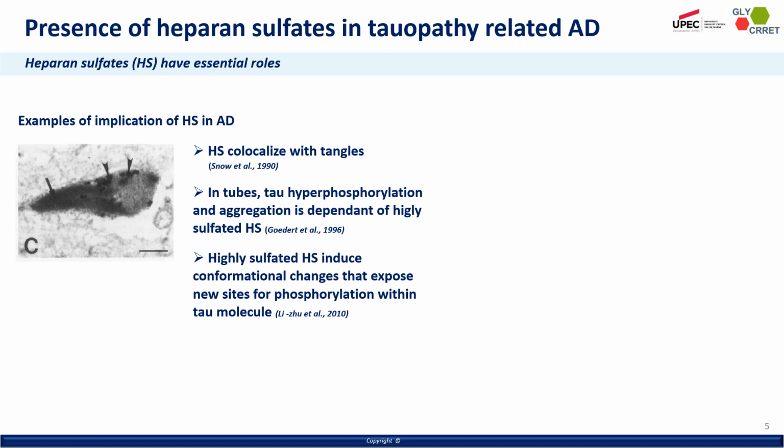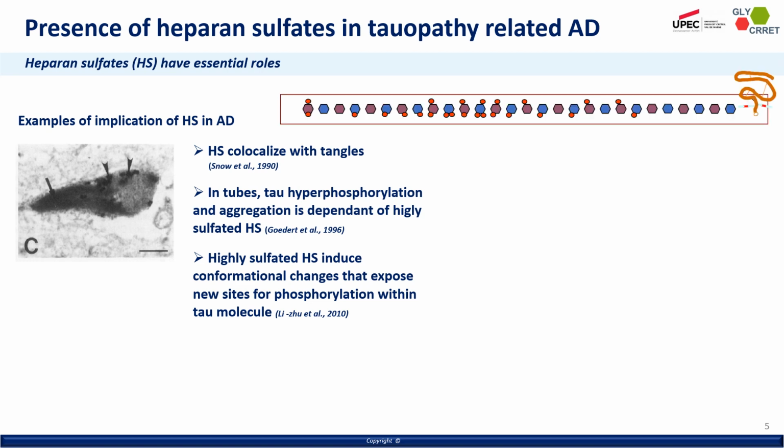So besides co-localizing with tangles, it is also known that tau protein hyperphosphorylation and aggregation are dependent on heparan sulfate. Heparan sulfate can induce conformational changes in the tau protein to expose new phosphorylation sites, and these are all examples to show the importance of heparan sulfate and its presence in tauopathy-related AD. In general, heparan sulfates have essential roles in biology. The question now is, what are these heparan sulfates?